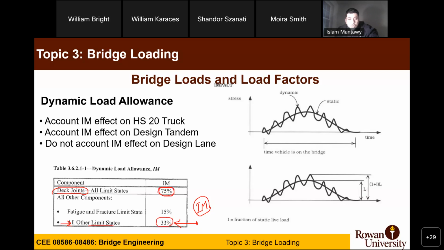Do you know or have any guess why the deck joint will be designed for more than others? Because the joints are more likely to fail. And it's more likely impacted directly by the truck, correct? Yeah. Because if you have a bridge, the load has to move from the deck to the girder and maybe substructure, correct? However, the first contact with the truck will be the closure, the bridge deck joint, correct? Okay, that's actually a nice guess.